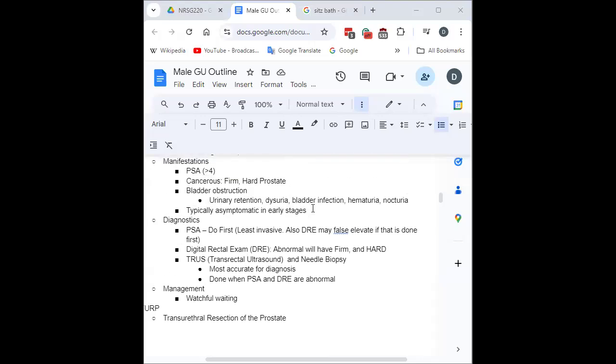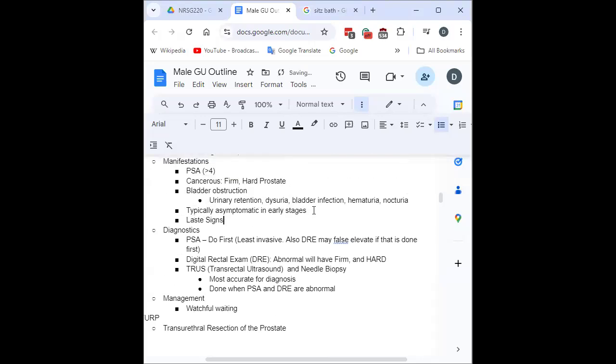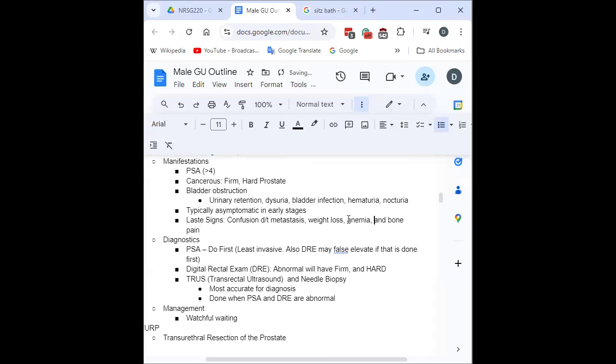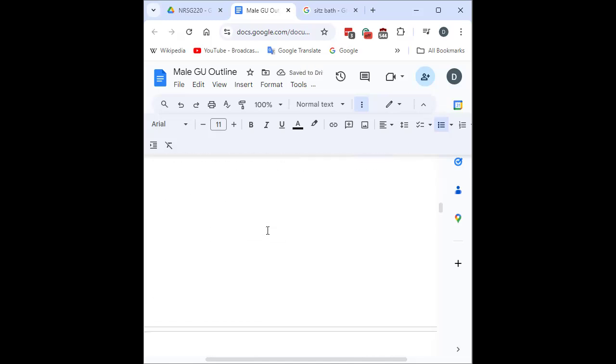Something I could write here is that the late signs include confusion due to metastasis. Yeah, weight loss and bone pain. Weight loss is more of a late sign, but then your bone pain, anemia. In general, keep in mind that with metastasis you're going to have the later signs.